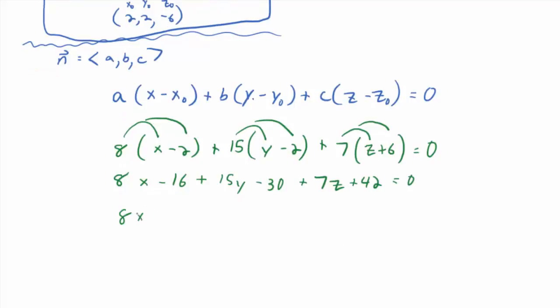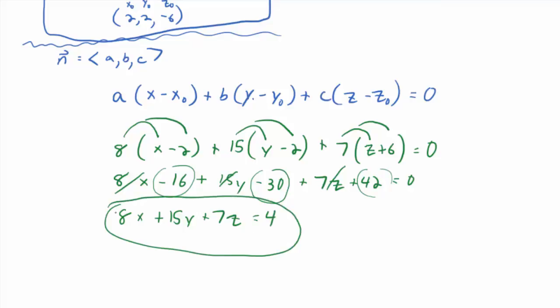So 8x plus, I'm grouping the 8x plus the 15y plus the 7z together. So I took care of that guy, and that guy. And then if you go minus 16 minus 30, you get minus 46. Plus 42 is minus 4, but you add it to the other side, and you get plus 4. And so that's where the answer comes from in the answer key.